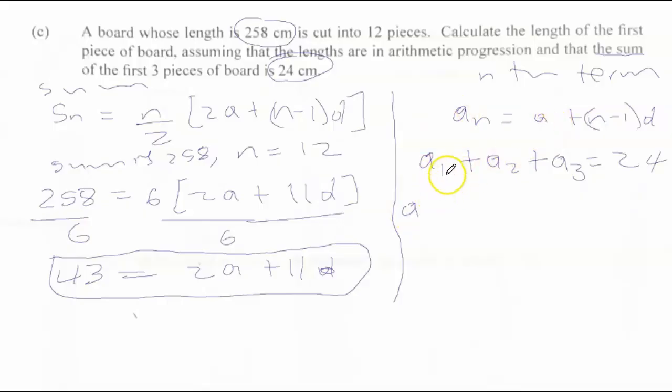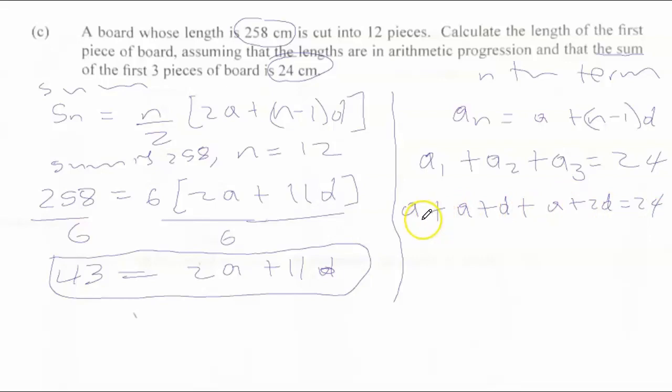Now A subscript 1, let's call that a. If you replace n with 1 in the formula, it's just a plus 0, which is just a. If you replace n with 2, it's a plus 2 minus 1, that's 1d. And the third piece, if you replace n with 3, is a plus 3 minus 1, that's 2d. So the third piece is a plus 2d.